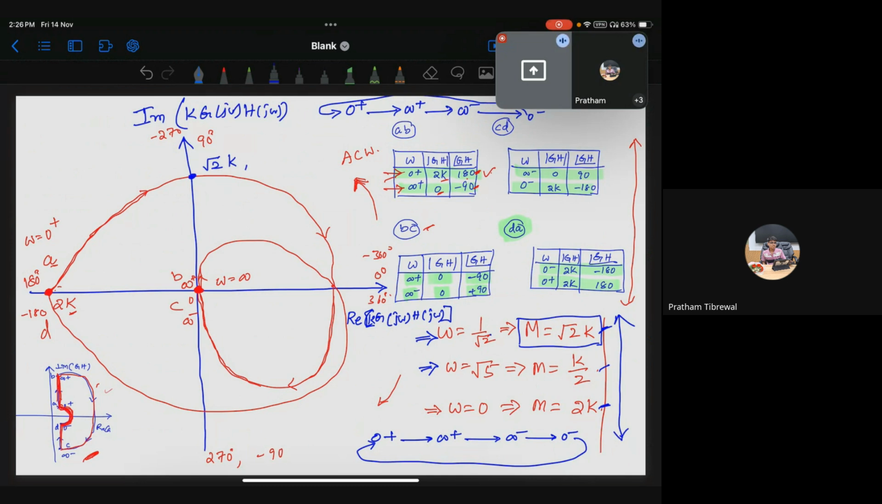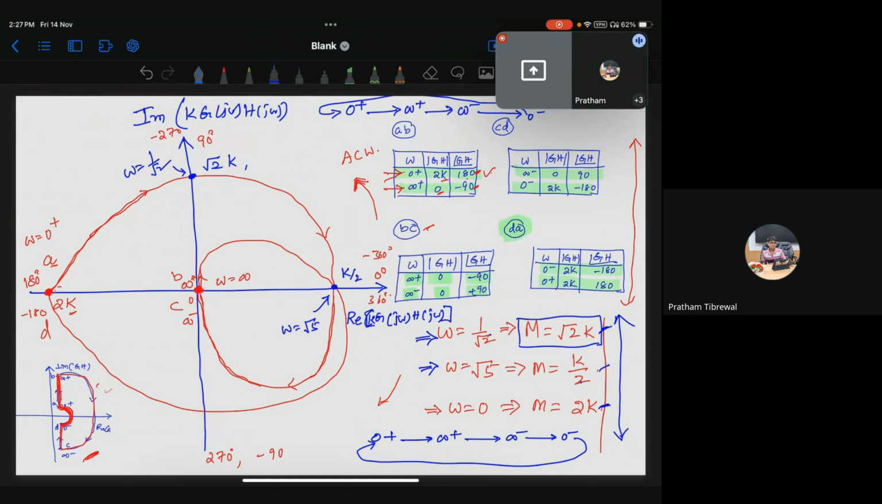At that case, what is this omega value? 1 by root 2. Correct? 1 upon root 2. Okay. So in the second case, omega is equal to k by 2. This one. So at this case, omega is equal to root 5. Is this clear? Any queries? Please ask me. No, sir.